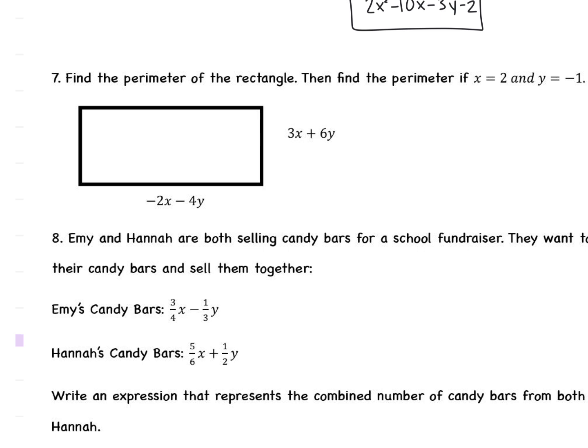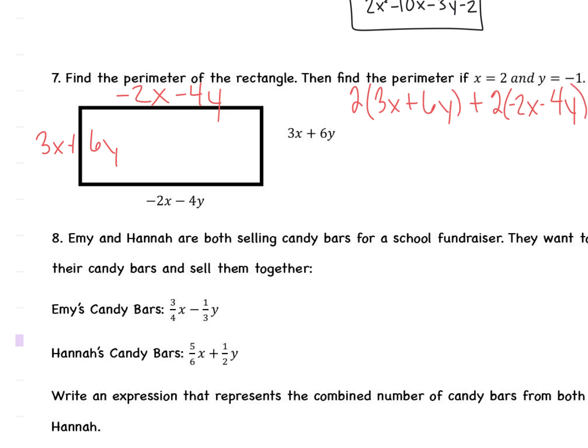All right, what do you know about perimeter? It says find the perimeter of the rectangle. What does perimeter mean? We're going to add up all the sides. So you can do this a couple of ways. We know that it's a rectangle, so this is also 3x plus 6y. And we know that up here is negative 2x minus 4y. So we can do one of two things here. We can say that we have two sets of 3x plus 6y, and we're going to add it to two sets of negative 2x minus 4y. You could do that.